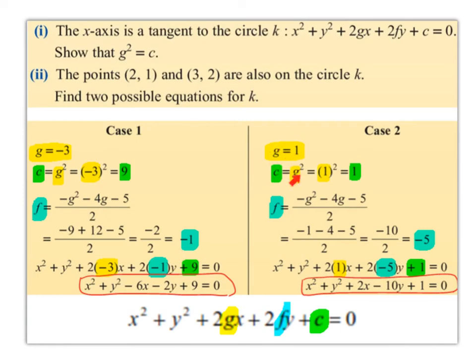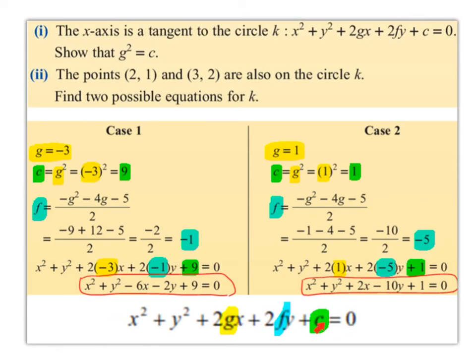So we know c is equal to g squared, so we swap the g for a set of brackets and put 1 into it, so we get 1. So c is equal to 1 when g is equal to 1. And f, again, we know, is equal to minus g squared minus 4g minus 5 all over 2. So swapping both of those g's for 1, we end up with minus 5. So minus 5 is equal to f.